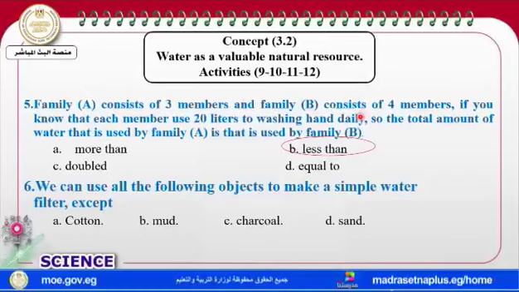The next one. We can use all the following objects to make a simple water filter, the simple water filter which you make at home. We can use all of these except: we can use the cotton, we can use the charcoal, we can use the sand, but mud is not one of the components of the simple water filter.